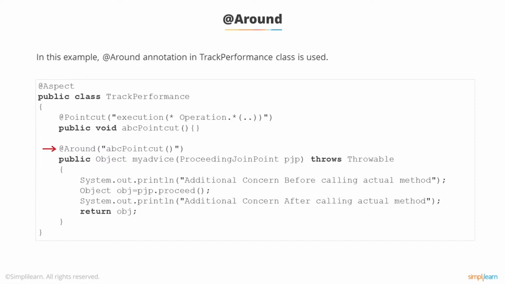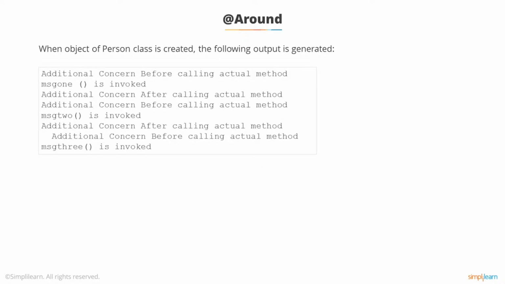You see the @around now getting replaced here instead of the before and after, and the code is pretty much the same. And now if you look, you have an additional concern before, an additional concern after, and again for the second method a before and the after, and that is the impact of the @around annotation.